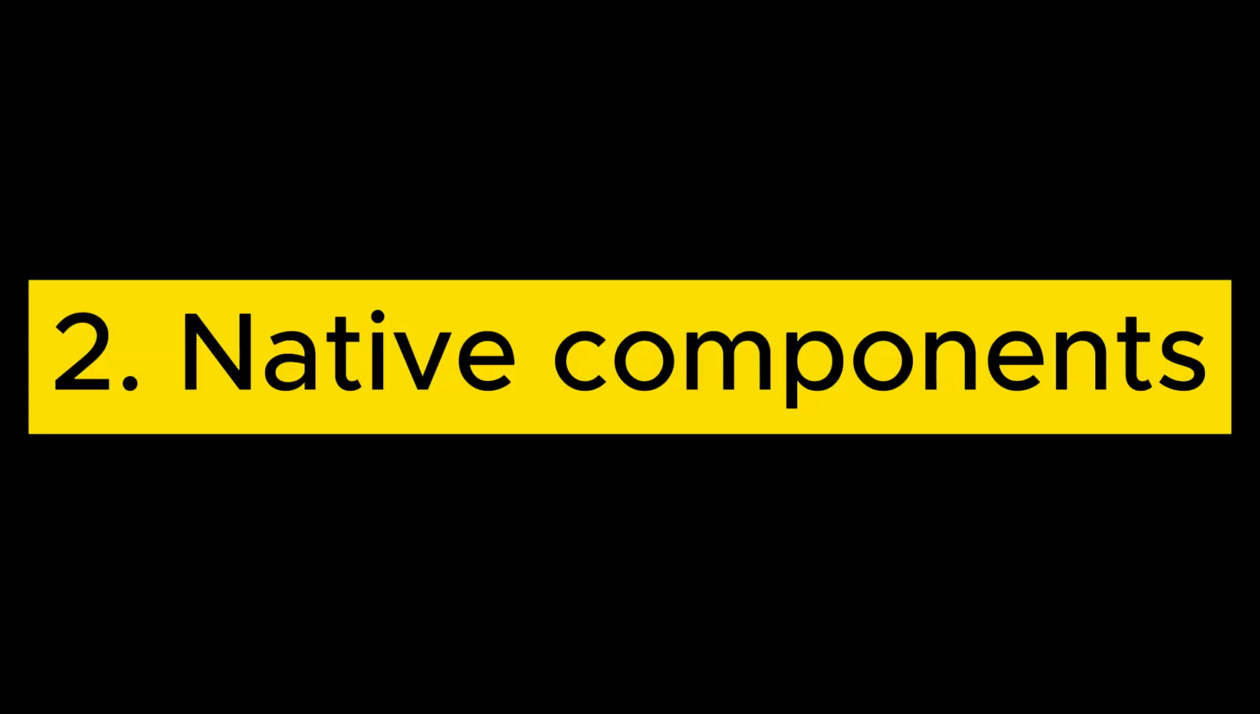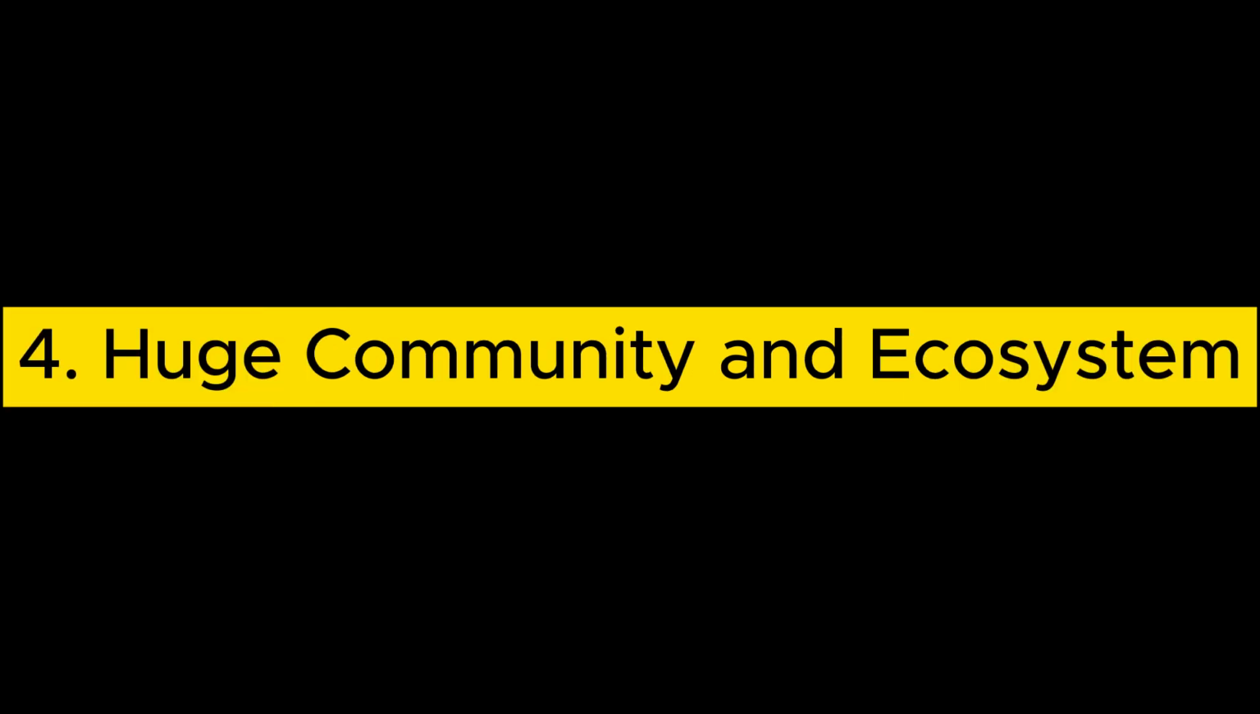There are native components. React Native allows developers to use native components written in Swift and Java or Kotlin. This allows for the creation of high performance mobile apps with a native look and feel. It also allows hot reloading, which means you can instantly view the result of code changes without restarting the entire application.